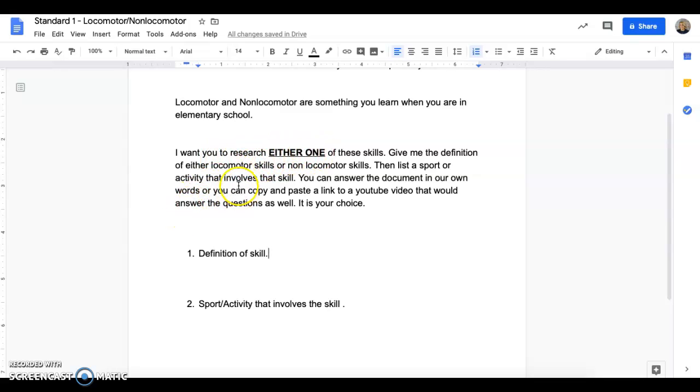I don't want you to look up both, so you can either look up what locomotor skills means, or you can choose non-locomotor skill. Just pick one. Give me the definition, and then I want you to list a sport or an activity that involves that skill. So all you'll have to do is simply Google the definition of either locomotor skills or non-locomotor skills, and you are going to put that right underneath here.